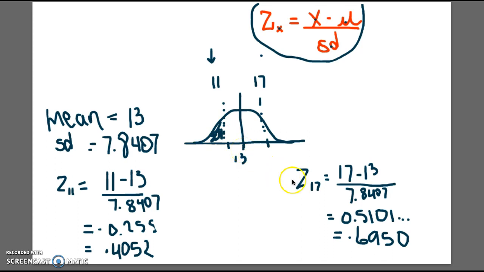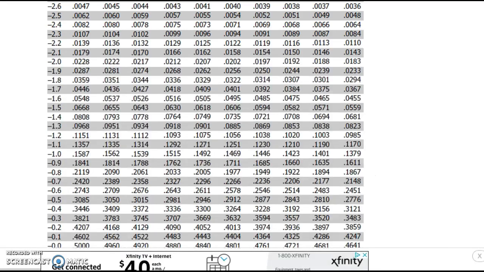Over here, I have the z-score of 17. So I have 17, take away my mean of 13, divided by my standard deviation of 7.8407. When I do that, I get my answer of 0.5101. Now, I need to look these values up in the z-score table. The first one I'm going to look up is negative 0.225.